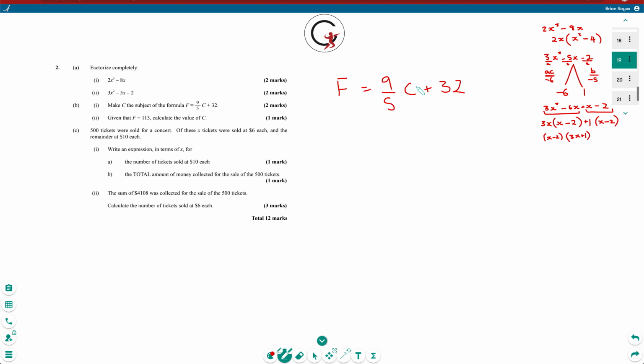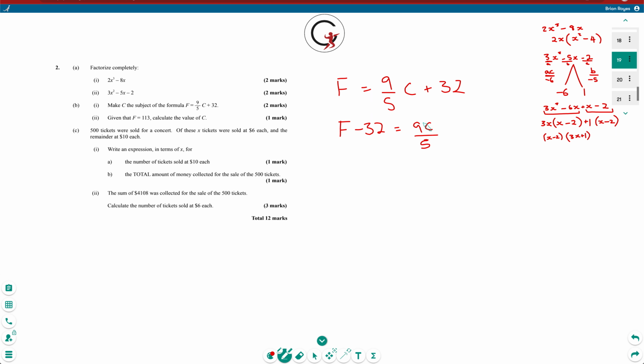So I want you to think about this like an onion, right? Where you want to peel back the layers from the outermost part, zeroing in on the part that you care about the most. In this case, that's C. So the furthest thing out is this plus 32. To get rid of a plus 32, we're going to subtract 32 from both sides, right? So f minus 32 equals, you can also think of this as 9c over 5 if you want.